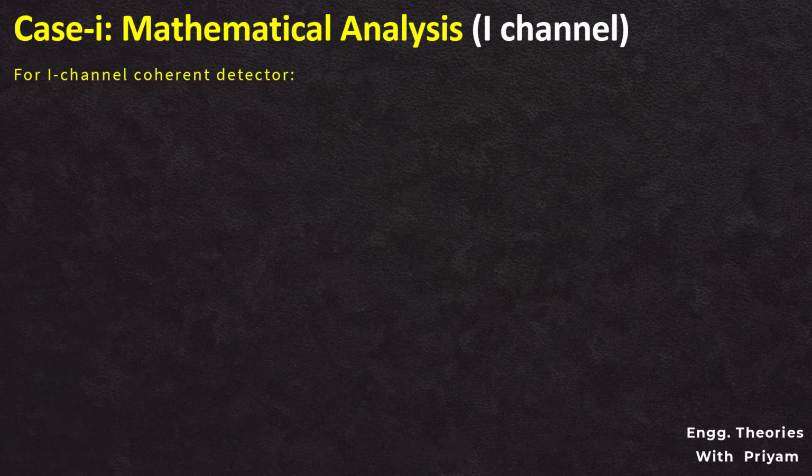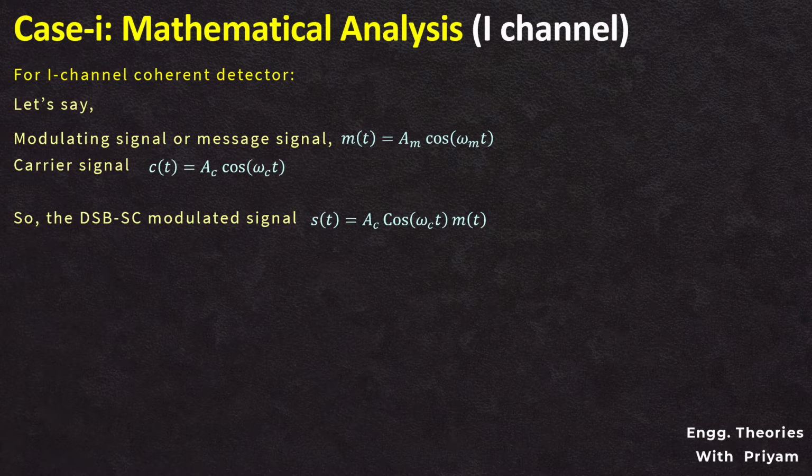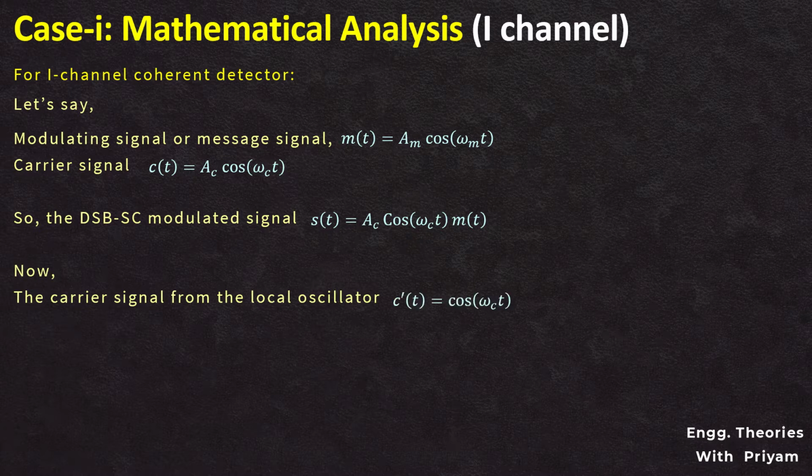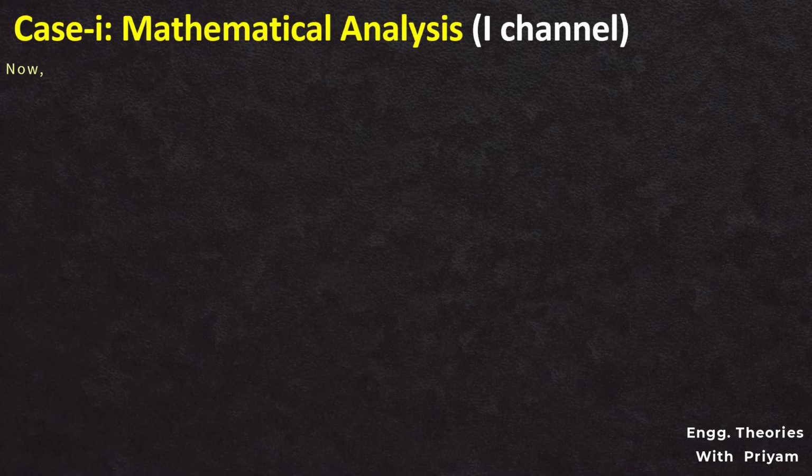The equation of the DSB-SC signal can be given by s(t) equal to Ac cos omega c t into m(t), which can be written as Ac cos 2 pi fc t into m(t). The carrier signal generated by the local oscillator, c1(t), is equal to cos omega c t, which can be written as cos 2 pi fc t. The output of the VCO is applied as a carrier input to the upper product modulator. Hence, the output of the upper product modulator is v1(t) equal to s(t) into c1(t).